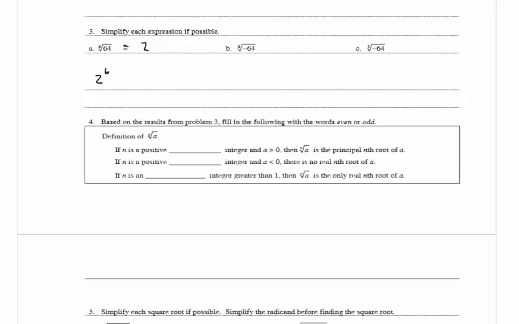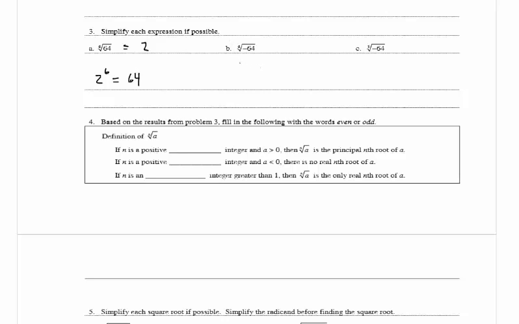In 3, it says simplify each expression if possible. And the sixth root of 64 is equal to 2. And we could verify that by saying that 2 to the 6th power is equal to 64.